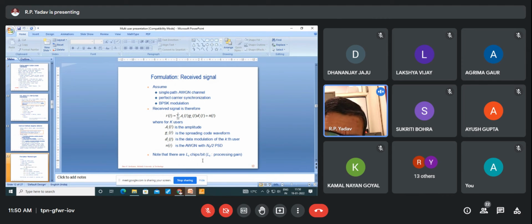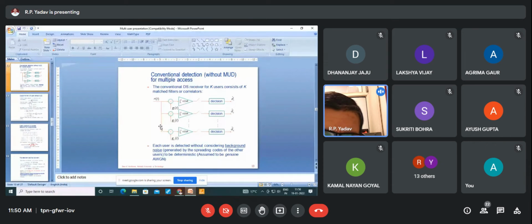And there are L_c chips per bit. That's the processing gain that we are providing. This equation r(t), the signal that is generated, depends upon the amplitude of each user, my code, and my baseband data, along with the noise.